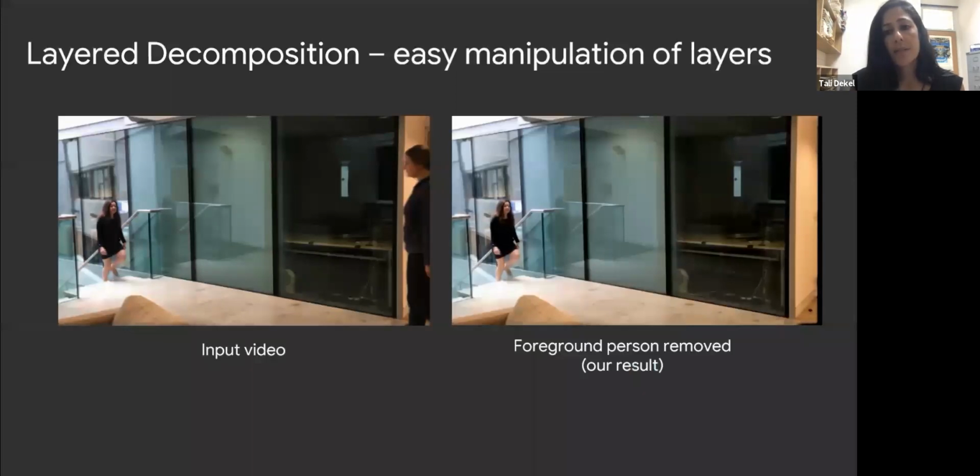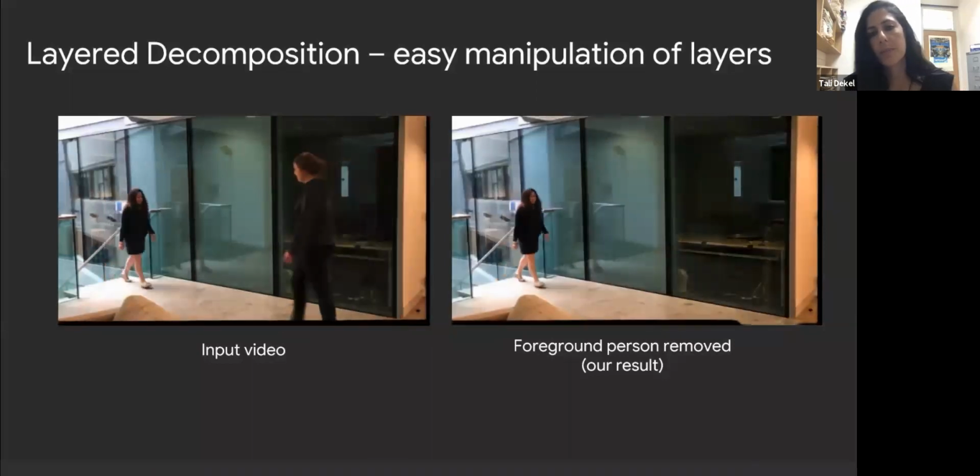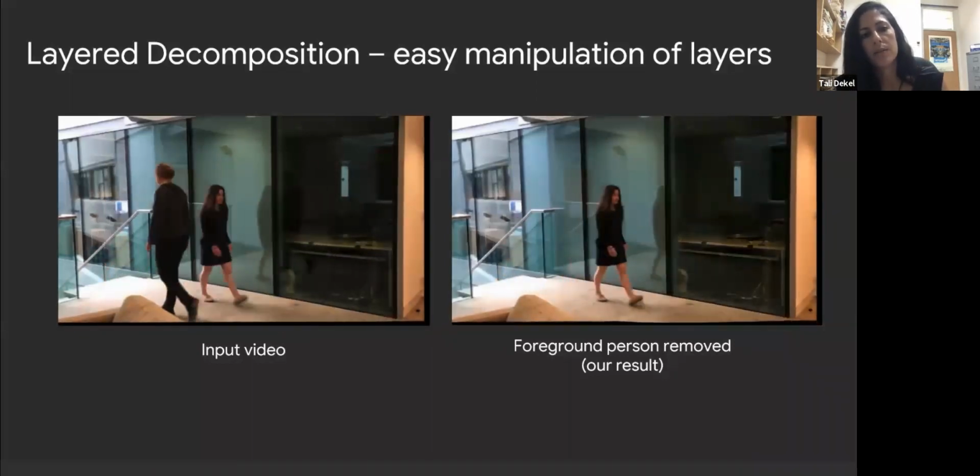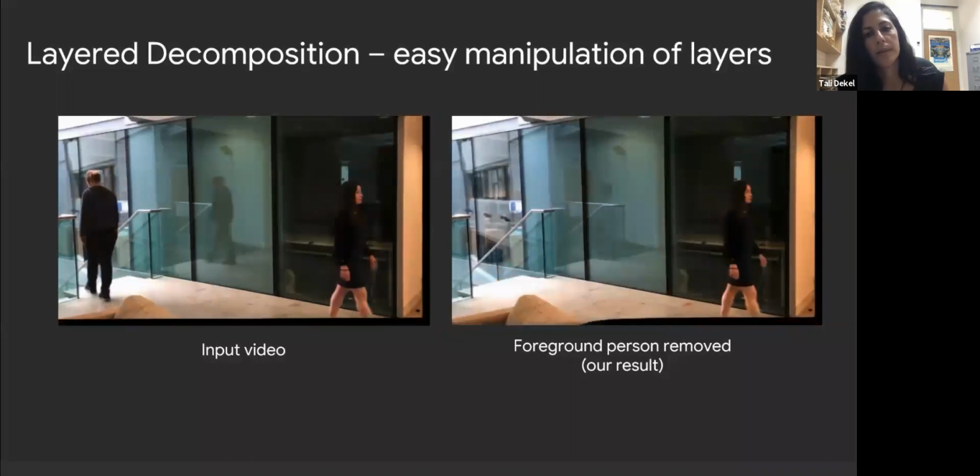And if we have these estimated layers in hand, we can now edit the video by simple manipulation of the layers. So for example, we can just remove a person from the video by simply not rendering their layers, as you can see on the right here.